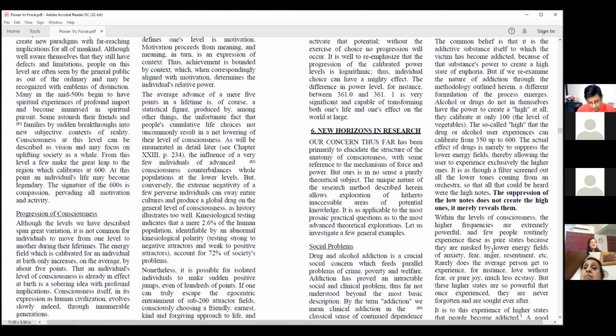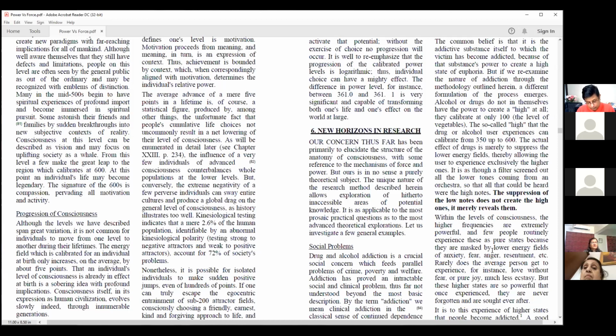The common belief is that it is the addictive substance itself to which the victim has become addicted because of that substance's power to create a high state of euphoria. But if we re-examine the nature of addiction through the methodology outlined herein, a different formulation of the process emerges. Alcohol or drugs do not in themselves have the power to create. They calibrate at only 100, the level of vegetables. The so-called high that the drug or alcohol user experiences can calibrate from 350 up to 600.